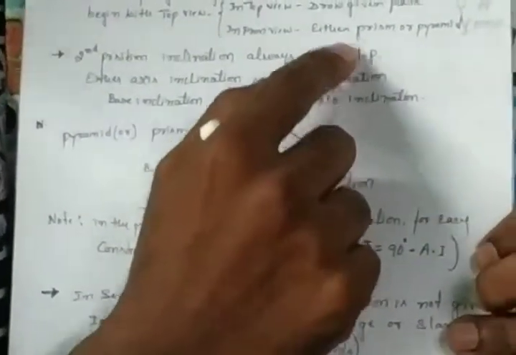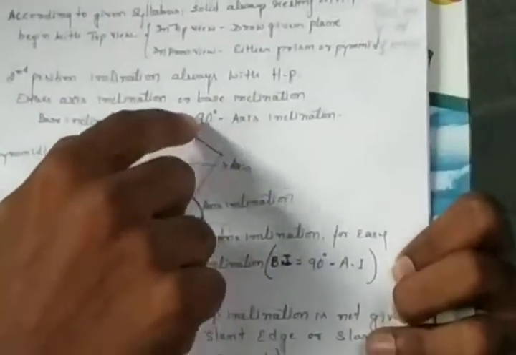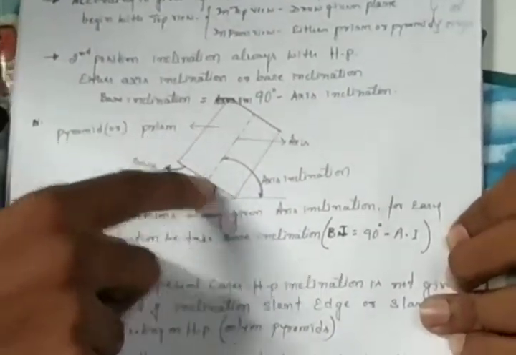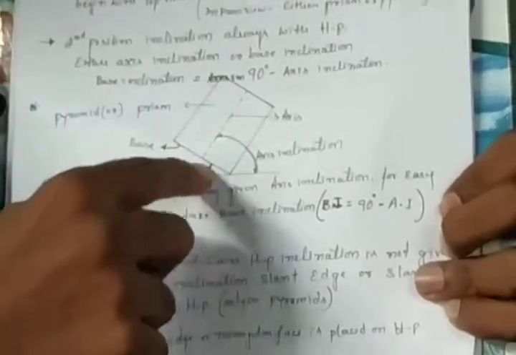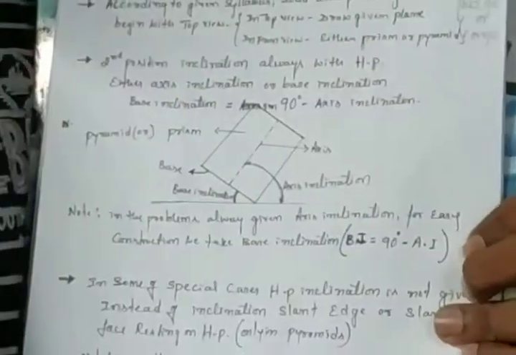So in the problem, the axis inclination is always given, but for construction we have to use the base inclination. If you want the base inclination, it is 90 minus that axis inclination. If the axis inclination is 45, then 90 minus 45 is 45. So take the base inclination as 45. First construct the base inclination of 45 and go for the further construction.